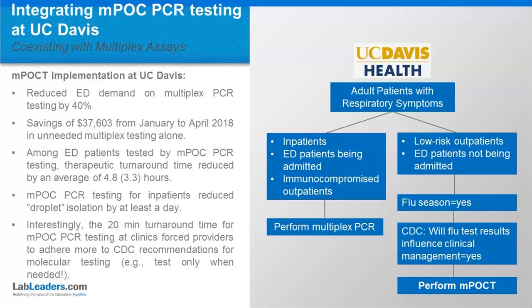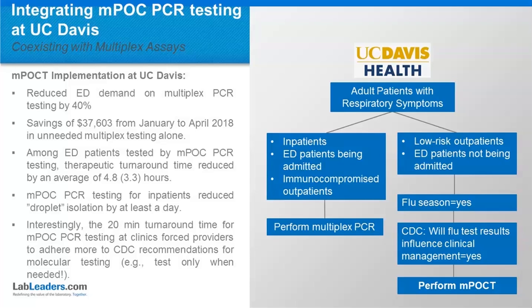And for those of you that run this platform, it's not cheap, right? So we saved, in this case, from a very short period of time, about 4 months, $37,000 of unneeded multiplex PCR testing for respiratory diseases. Among ED patients, by moving to the point of care rather than centralized multiplex testing, we were able to reduce the actual therapeutic turnaround time by an average of 4.8 hours. This is not regular turnaround time. This is therapeutic turnaround time. That is the time from test order to treatment. So we were greatly able to reduce that.